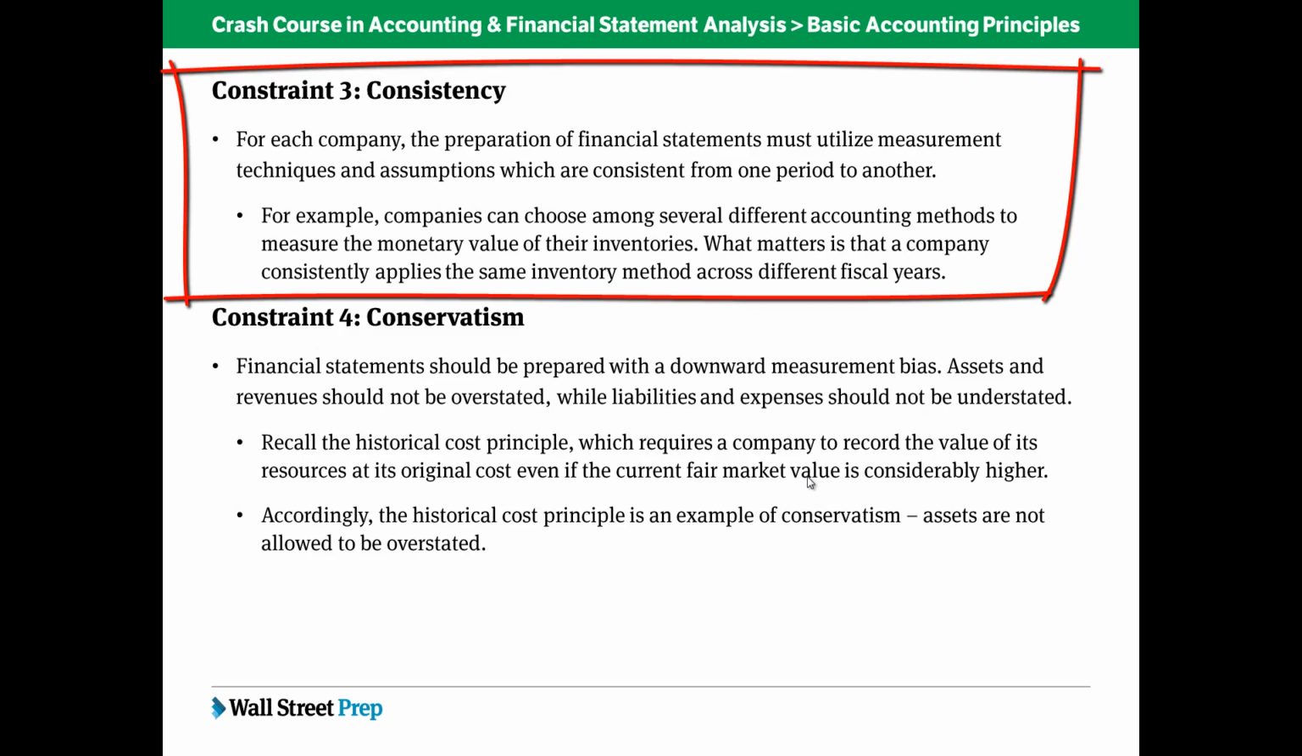The next constraint is consistency, and that means that each company has to prepare financial statements using a consistent set of assumptions and techniques. In other words, you can't jump from one set of assumptions and estimates in one period to another in the next period, because that obviously introduces possibility for manipulation. So imagine a situation in which a company values inventories using one way, where you value inventories based on what's called LIFO, last in, first out, which we'll talk about later on in the course.